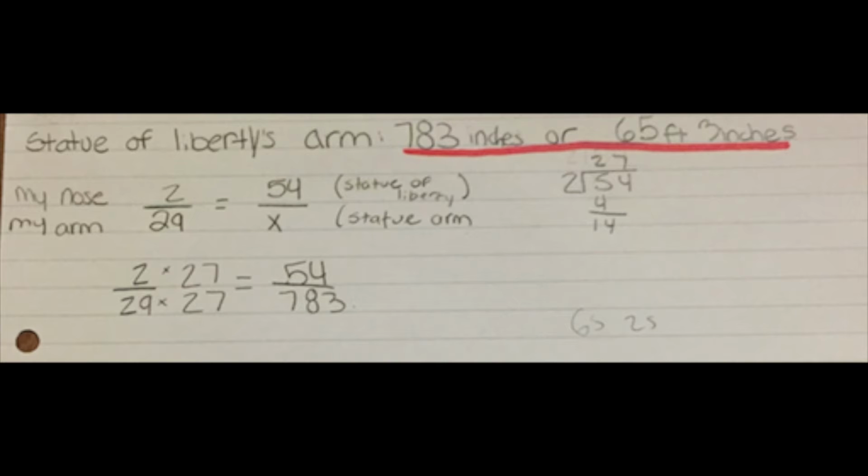So I multiplied 2 over 29 by 27, and I got 54 over 783. That told me that her arm would be about 783 inches. So that would be equal to 65 feet and 3 inches. And I multiplied that, my own equation, by, sorry, I just got logged out on my computer, so hopefully it's still going.